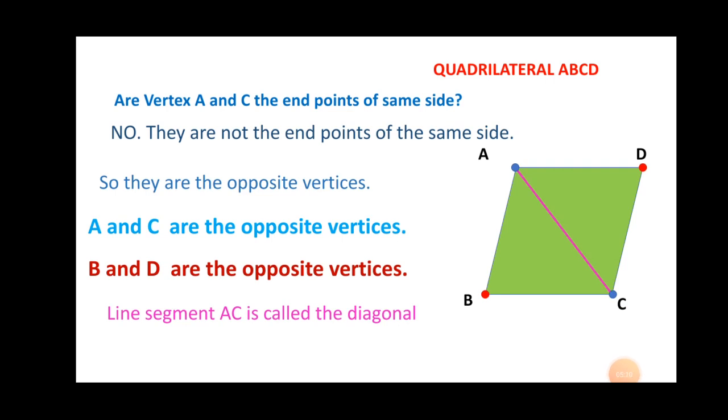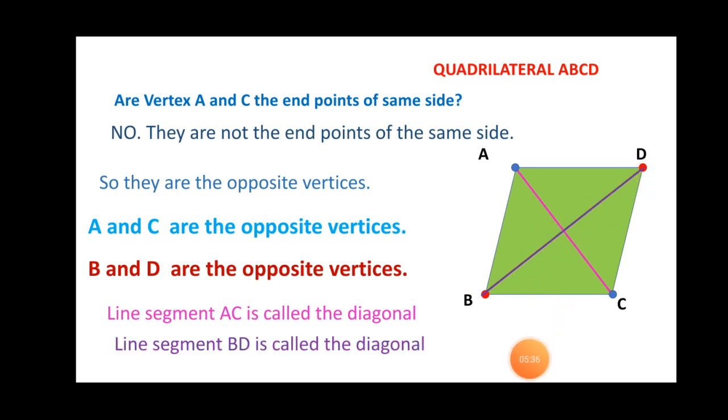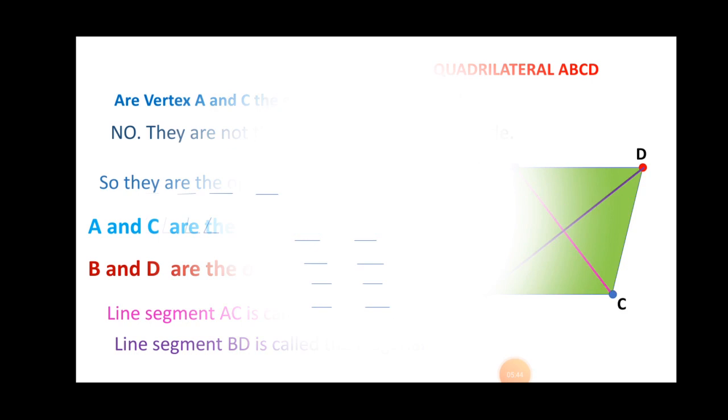And again, if we talk about the other two opposite vertices, vertex B and vertex D, when we join these two opposite vertices with a line segment, then we get another diagonal, diagonal BD of this given quadrilateral ABCD. So let us recapitulate whatever we learnt just now related to this topic, quadrilaterals. So look at this figure of a quadrilateral ABCD.